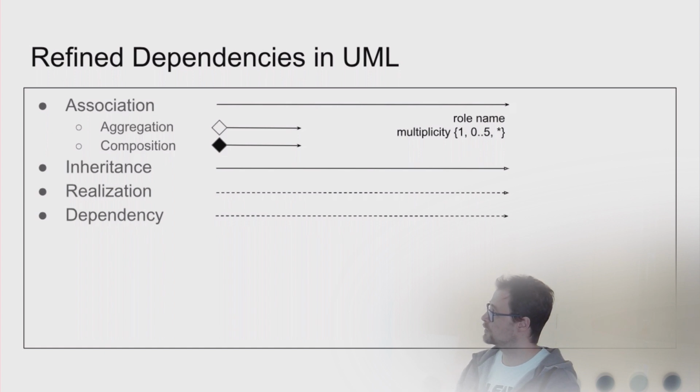We also have realization. So you can specify some parts of the system as interfaces, some kind of specification or contract, what needs to be there, and we can say that different parts can fulfill this interface, and we show that with this realization arrow. So inheritance is a straight line with a closed arrowhead. Realization is a dashed line with the closed arrowhead. Dependency is the dashed line with the open arrowhead.